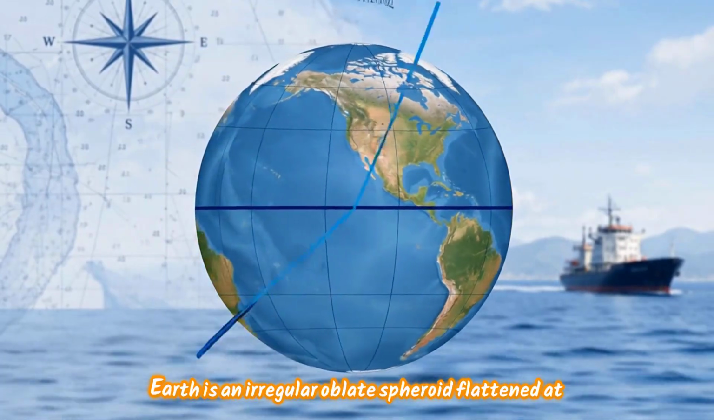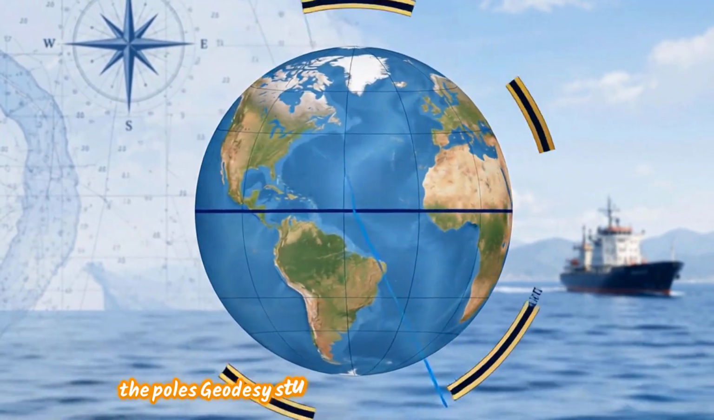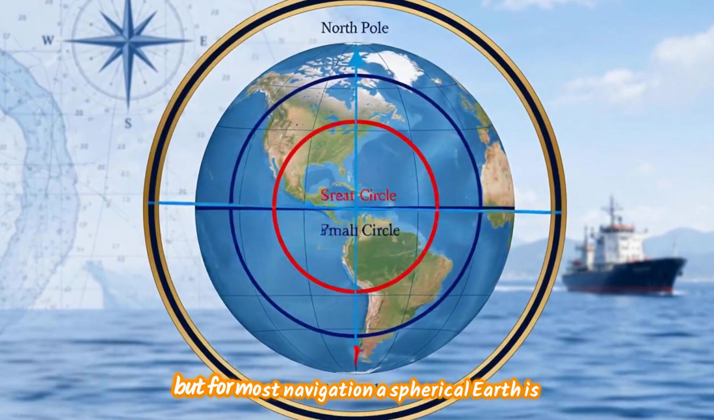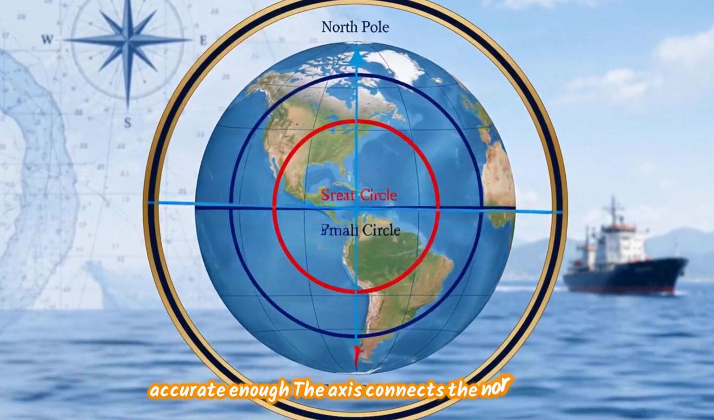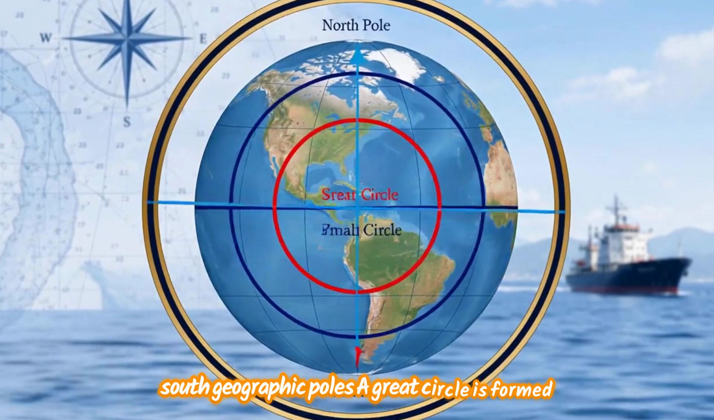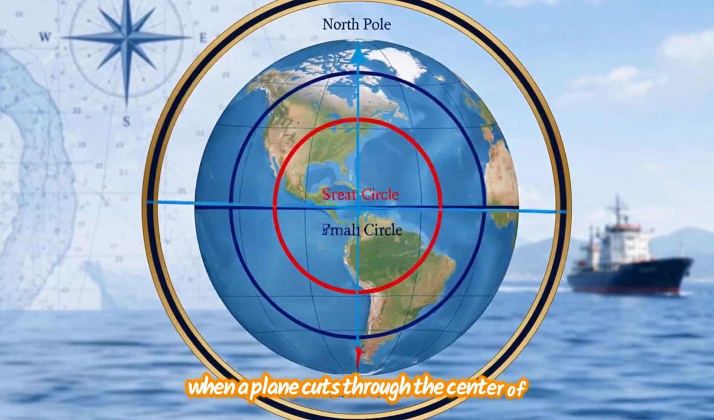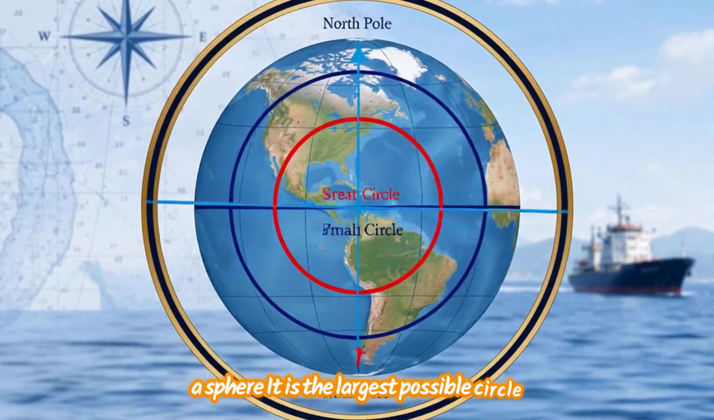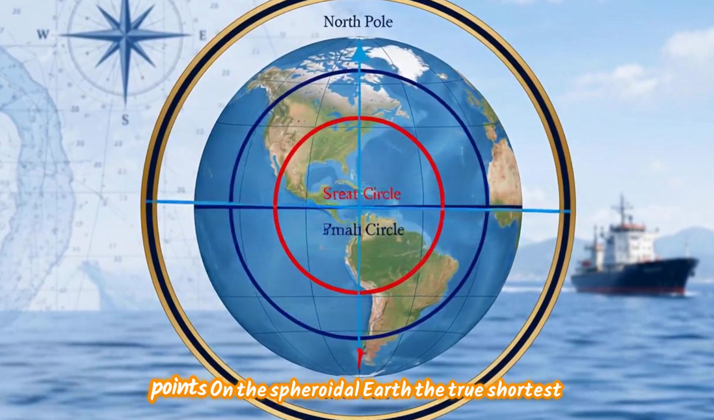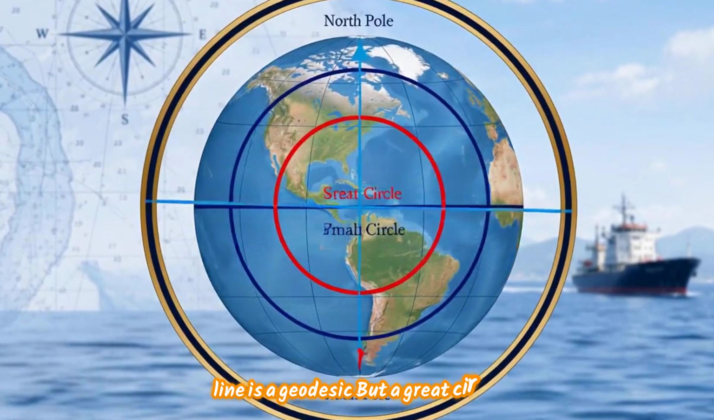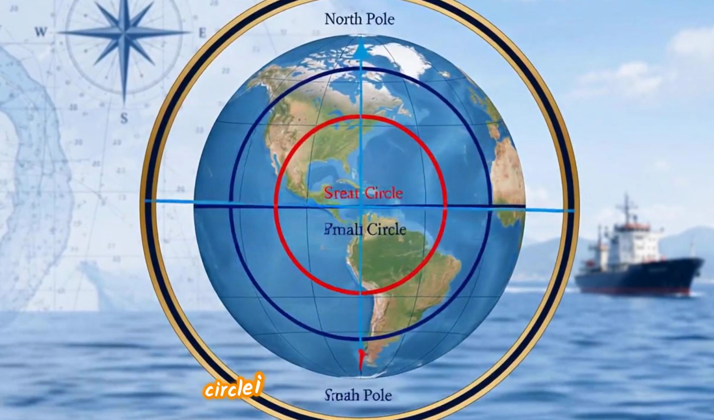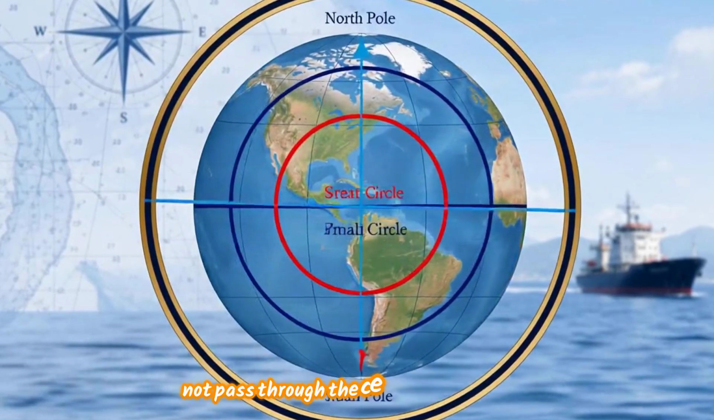Earth is an irregular oblate spheroid, flattened at the poles. Geodesy studies its dimensions and flattening, but for most navigation, a spherical Earth is accurate enough. The axis connects the north and south geographic poles. A great circle is formed when a plane cuts through the center of a sphere. It is the largest possible circle and gives the shortest surface route between 2 points. On the spheroidal Earth, the true shortest line is a geodesic, but a great circle is close enough for most navigation. A small circle is formed by a plane that does not pass through the center.